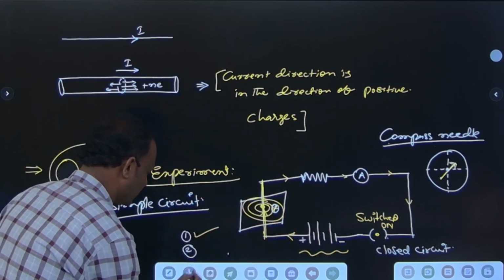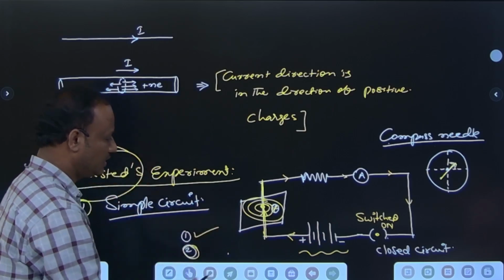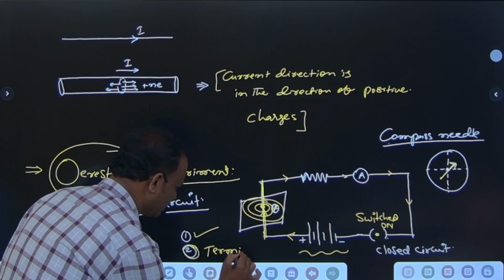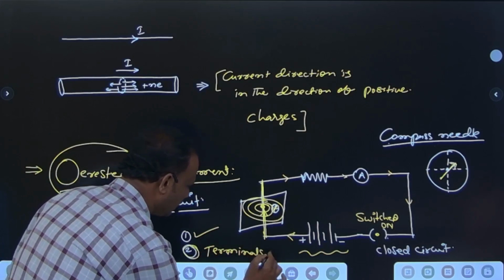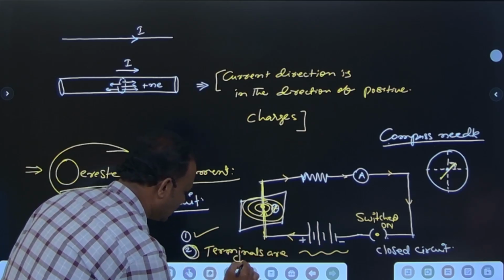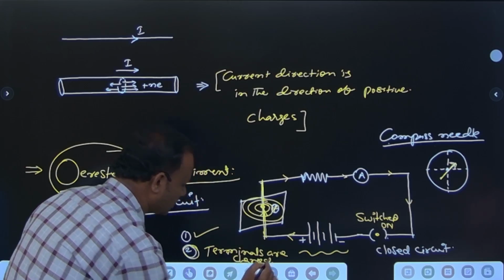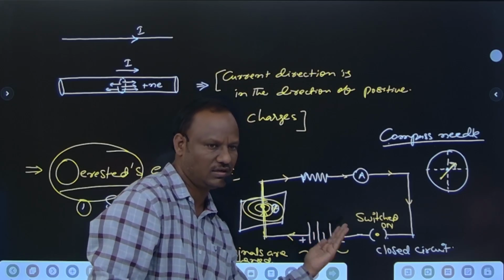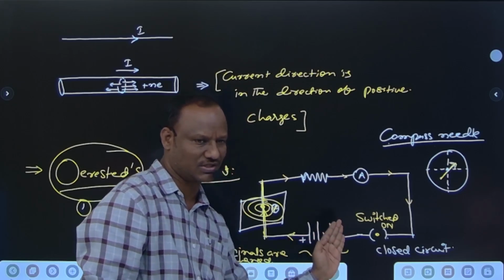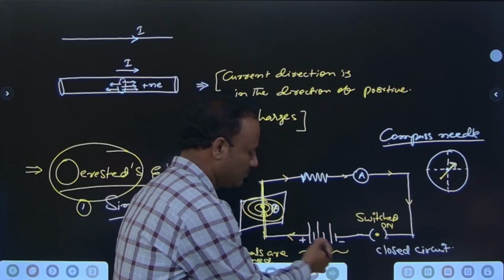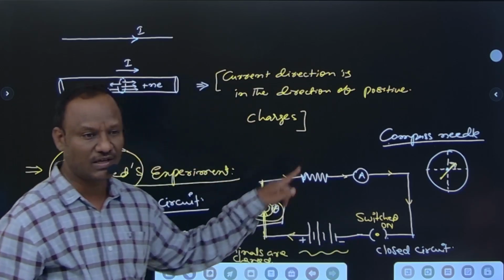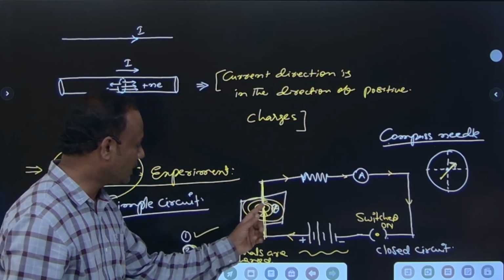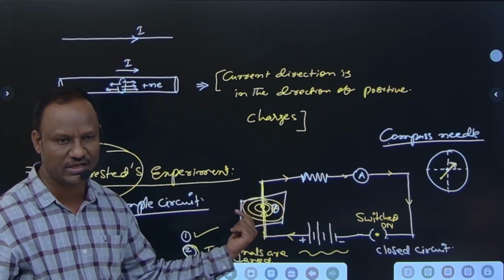The second case is what? The first one was this. In the second one, the terminals are changed. Changed means the battery is reversed. This will become positive and this will become negative. The deflections he observed were again in different, opposite directions.